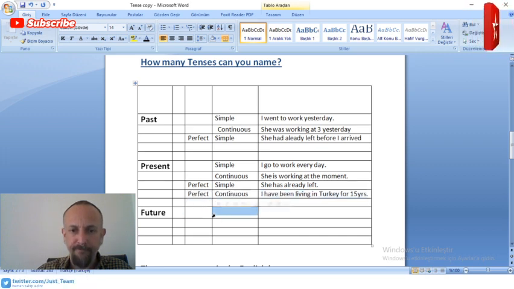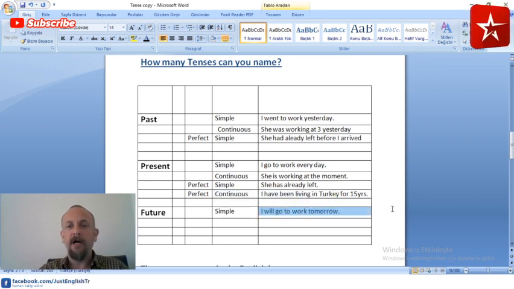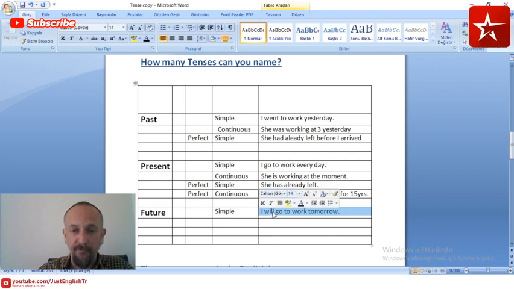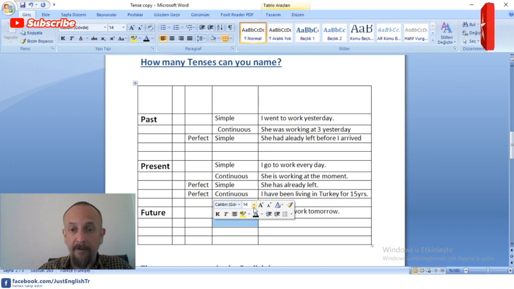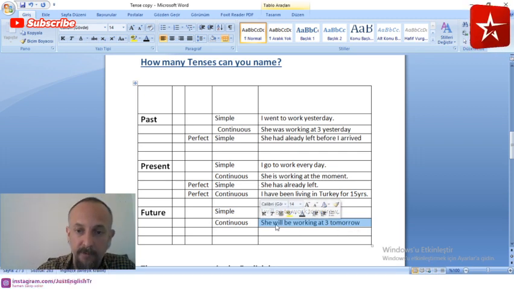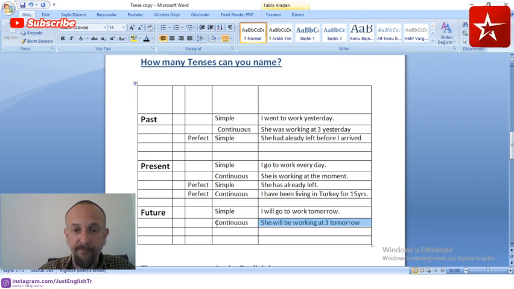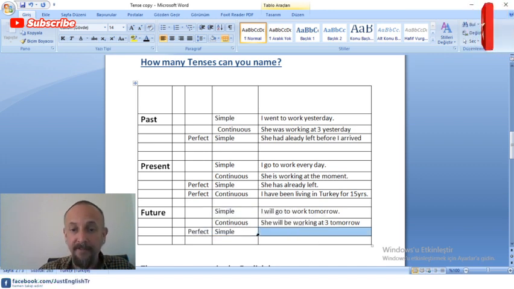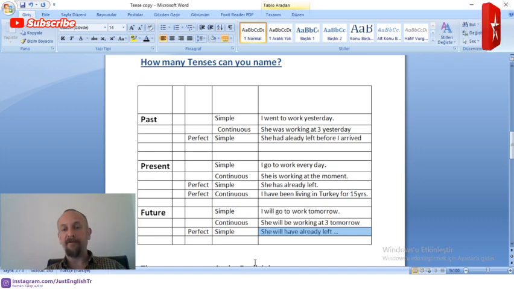For future, we have, of course, the future simple, and an example of this would be, I will go to work tomorrow. Now, a quick note on future tenses. We always see this modal verb will. We'll come back to this very shortly, in fact. We also have future continuous, and an example would be, she will be working at 3 tomorrow. I'm going to quickly highlight this one, future continuous, and then we have future perfect simple, and an example of this would be, she will have already left.